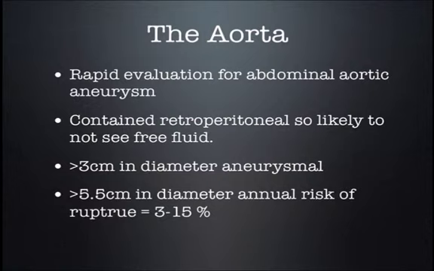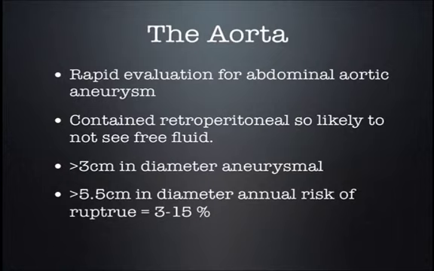Basically, what you're doing is you're looking for an AAA. If there is an AAA in a patient who you have a high clinical suspicion for ruptured AAA, you assume ruptured AAA and you call the vascular surgeon. An aorta is considered aneurysmal if it's greater than 3 centimeters in diameter. The likelihood of rupture goes to a 3 to 15% annual risk when greater than 5.5 centimeters.